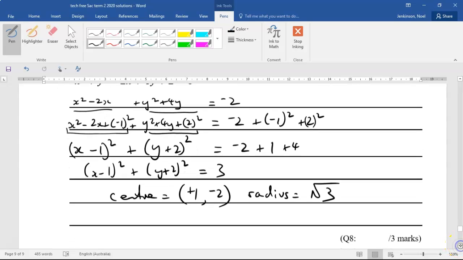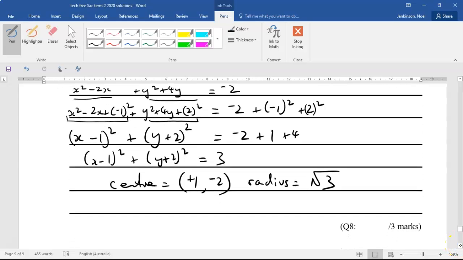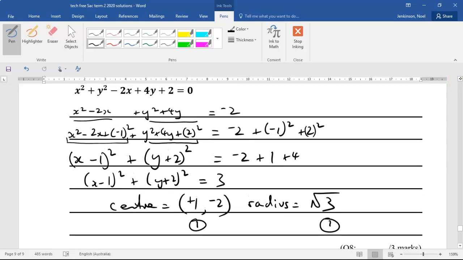That question was worth 3 marks. There would be 1 for the centre, 1 for the radius, and I think 1 for demonstrating that you have to complete the square. You might get the completing the square wrong, make some mistakes, but if you've at least got one of them right, or at least shown the technique, you'd probably get a mark. I think something like that is the 3 marks.